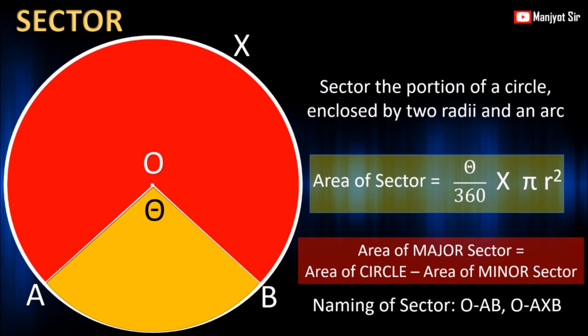Also remember how to name a sector. It is very simple. You have to first write the name of the center, then you have to write the name of the arc. Whichever arc you choose, minor arc or major arc, depends on which sector you are naming. Right? If you want, you can take a screenshot of this entire page so you can keep it with you for revision. Let's move ahead. Let's see the next concept.